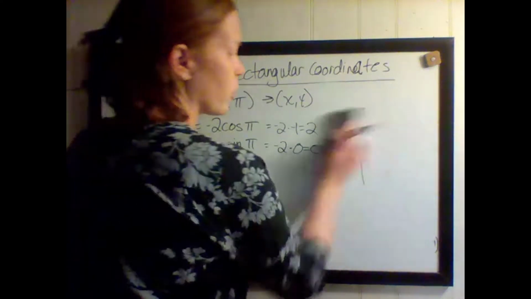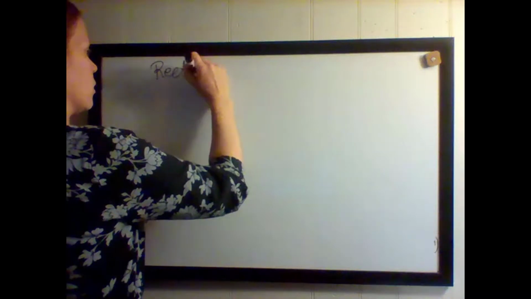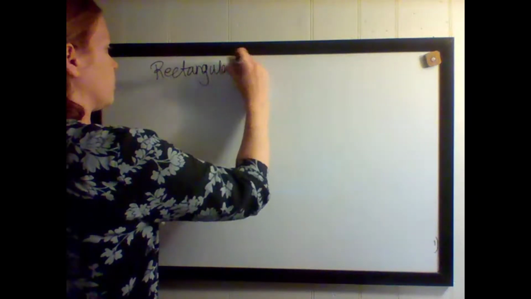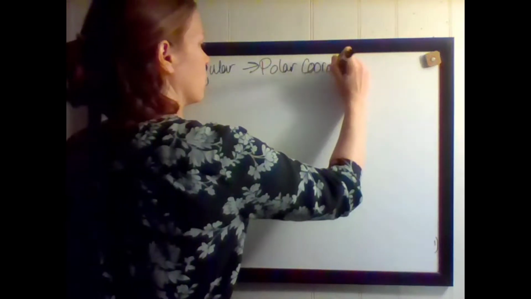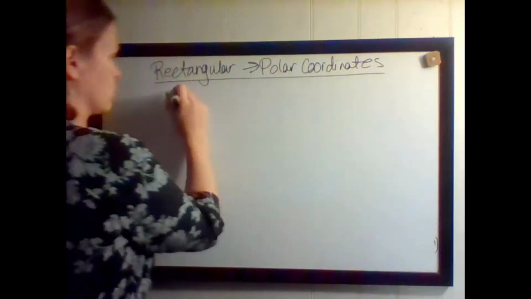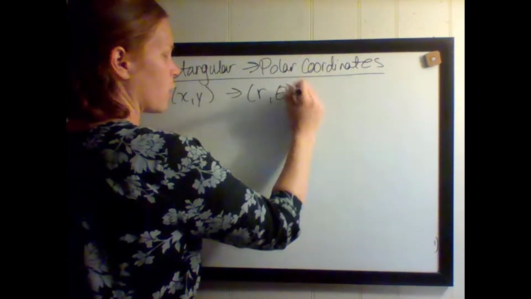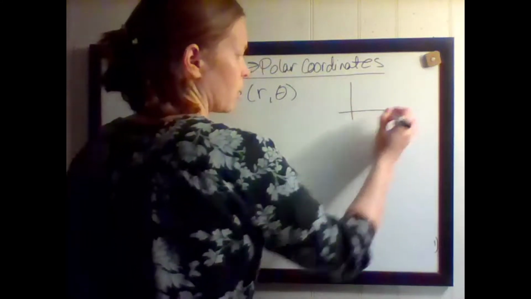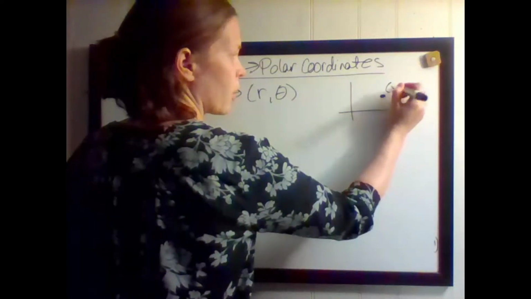Okay, so let's go the other direction now. That was polar to rectangular. Now let's go rectangular to polar coordinates. Okay, so instead of xy, I want to have the point r theta. And again, let's picture, what if right here I have a point xy?